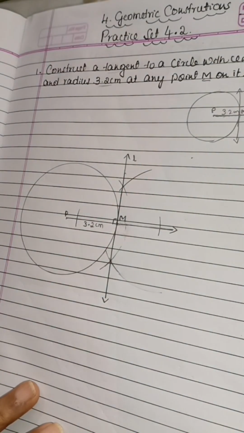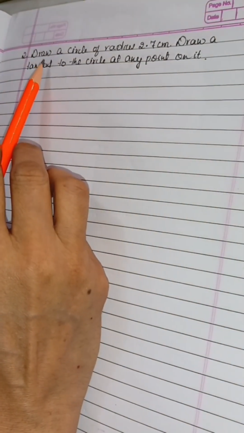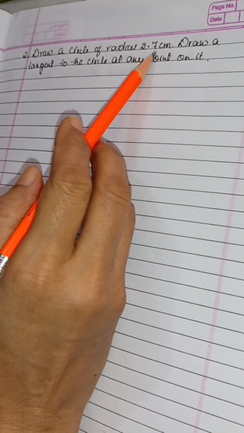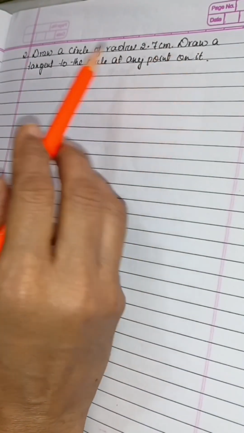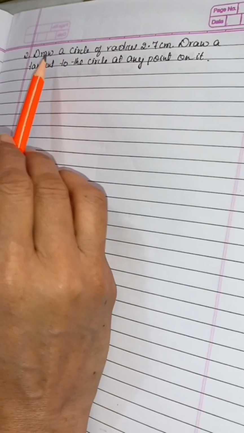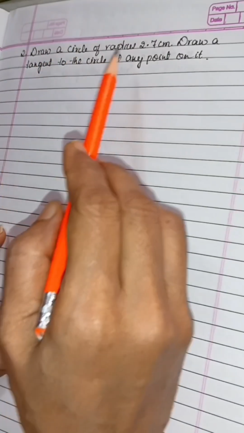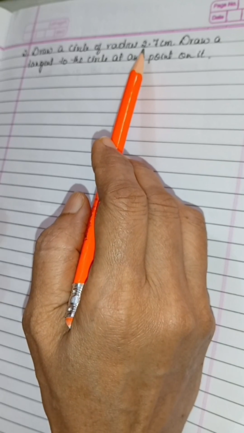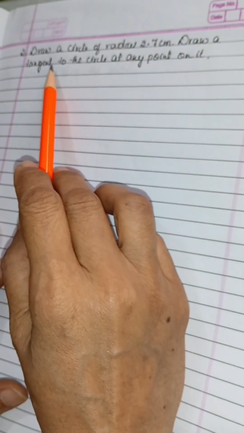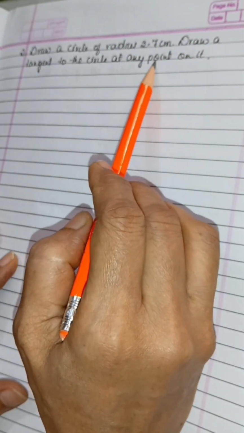Now the second one: draw a circle of radius 2.7 centimeter and draw a tangent to the circle at any point on it. It is the same as the first one. You have to draw a circle of radius 2.7 centimeter. The name is not given, so we have to give our own name.